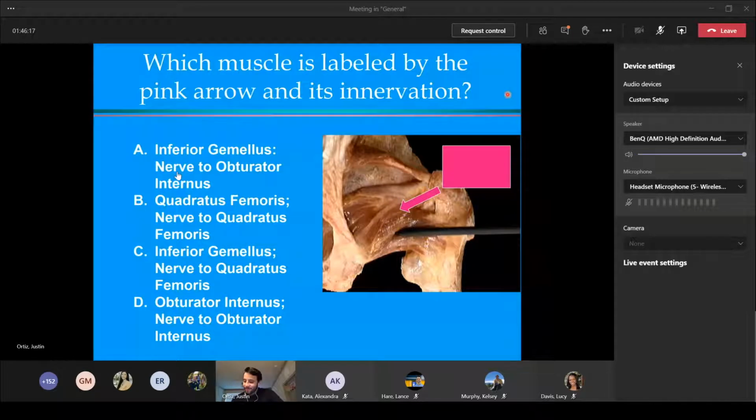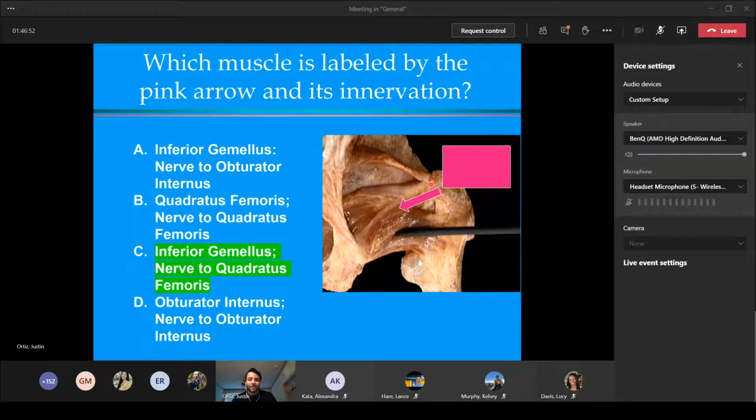Oh yeah, you guys are doing really well on this question. Okay. Cool. All right, so it is going to be C. Yes, it's going to be inferior gemellus, right? So this right here is the inferior gemellus, and it's supplied by the nerve to the quadratus femoris. Remember, nerve to quadratus femoris gets the muscle above it, which is the inferior gemellus. Nerve to obturator internus gets the muscle above it, which is superior gemellus, right?